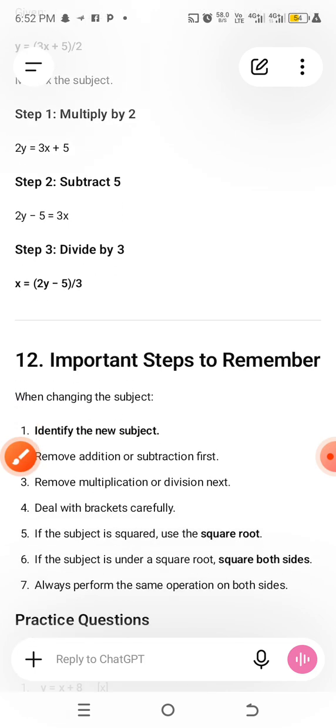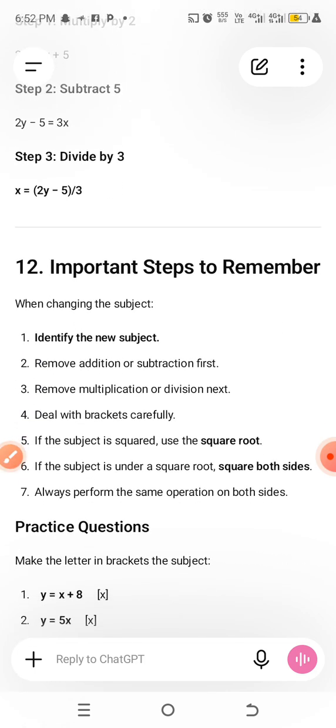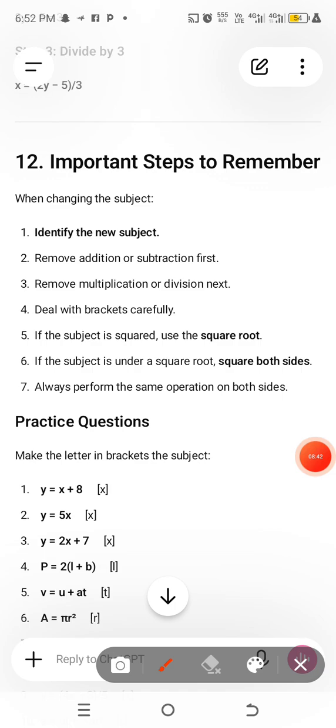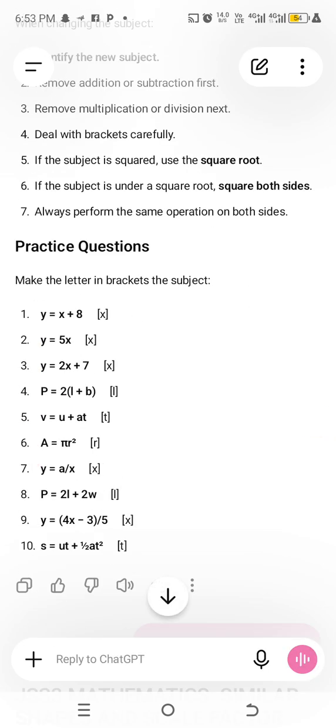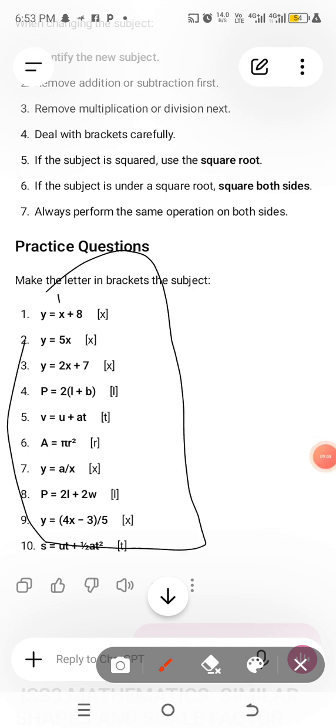So the important steps to remember when changing the subject of the formula: identify the new subject, remove addition or subtraction first, remove multiplication or division next, then deal with the brackets carefully. If the subject is squared, use the square root, as I've taught you. If the subject is under a square root, square both sides, as I've taught you. Always perform the same operation on both sides. Do you understand? So do this for me, then to see if you got what I'm talking about. Thank you. Have a nice time.